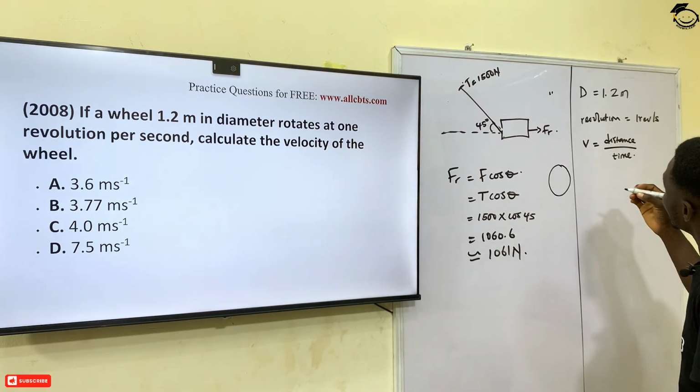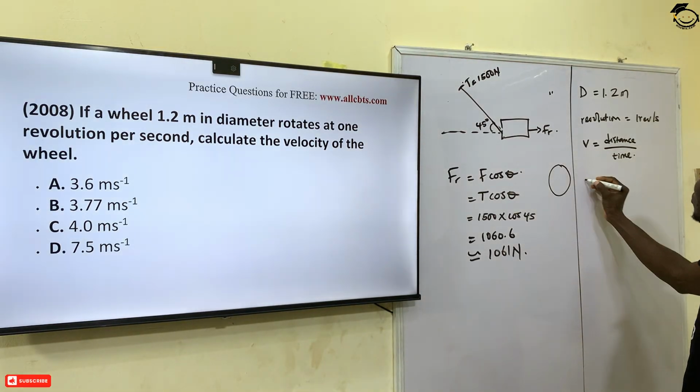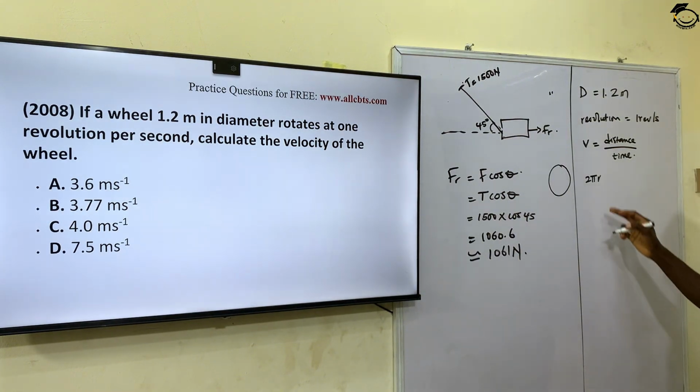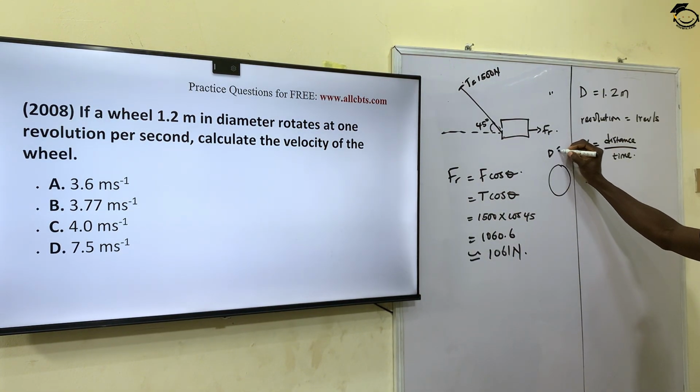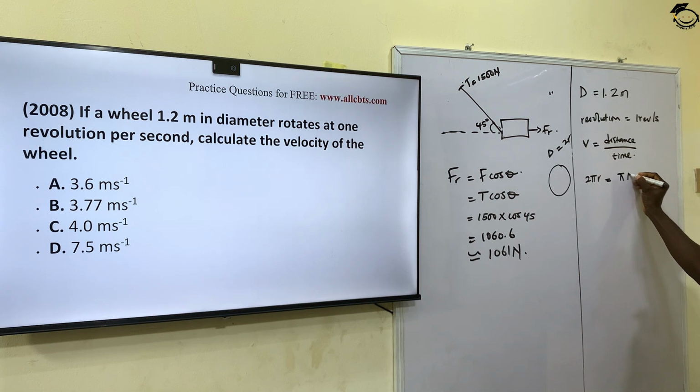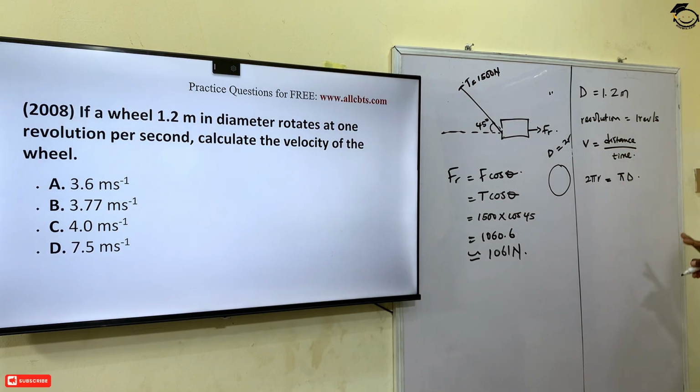And the formula for calculating the circumference of the wheel is going to be 2 pi r. And since here we're not given the radius, we know that our diameter is the same as 2 radii, which means that my 2 pi r here will become pi d. Now in this question we're also not given the time, but we're given what?